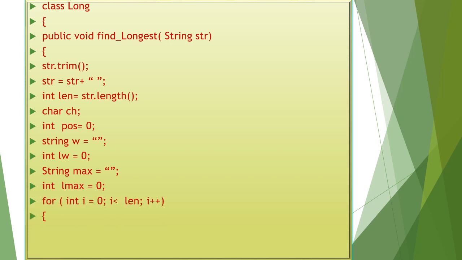We create a loop starting from the initial value 0, i less than len, and the updation is i++. Each character starting from the first index position, or 0th index position, is extracted and is stored in the variable ch. Curly brace.